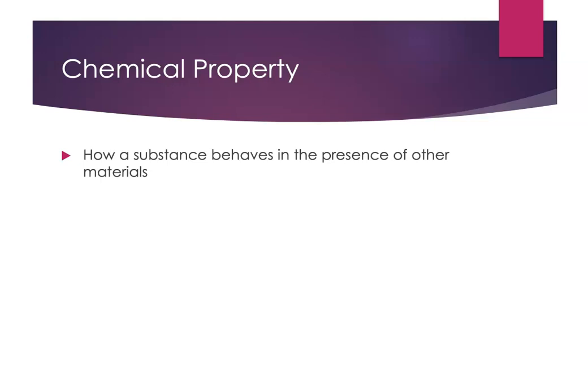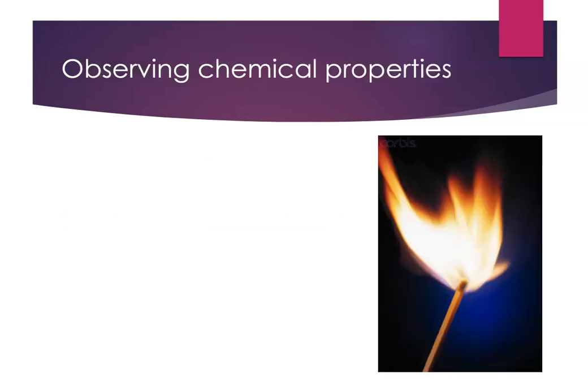A chemical property tells us how a substance behaves in the presence of other materials. And when we observe a chemical change, we see a change in composition. We're actually going to make something new. So, for example, if you light a match, your common matches have phosphorus on the striking surface. Phosphorus actually exists as these 4 atom molecules, and by putting it on the match strip, you actually change it from one form of phosphorus to another.